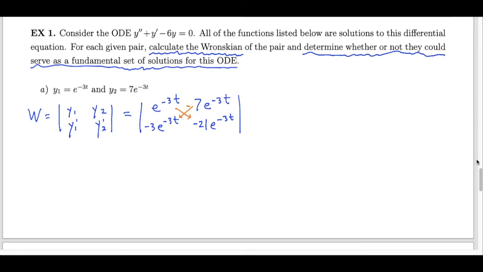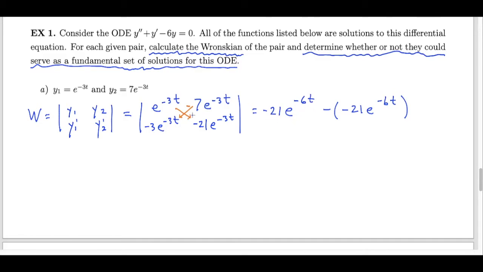And a 2 by 2 determinant is given by this simple little pattern. I multiply down across this diagonal, and then I multiply this diagonal, and I change the sign on this product. Let me perform that operation. So multiplying across this way, I'll get negative 21 e to the negative 3t times e to the negative 3t. Those two exponentials, I can combine the exponent by adding them. So I have negative 21 e to the negative 6t.